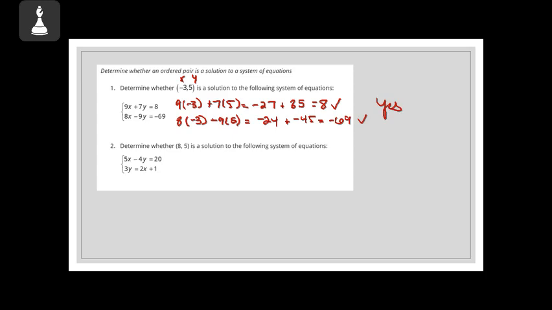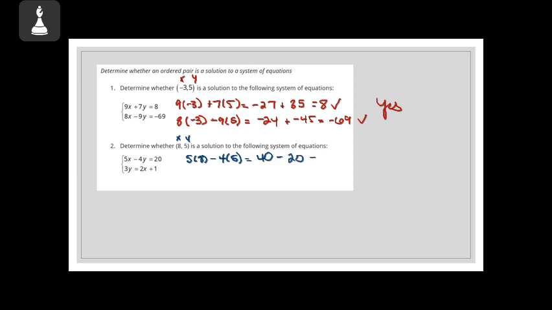Number 2 wants us to determine whether the point 8, 5 is a solution to the system. So now we're going to plug in 8 for x and 5 for y. So in the first one, 5 times 8 minus 4 times 5, our goal is to get 20. Well, 5 times 8 is 40. And minus 4 times 5 is 20. That does give me 20, so that one works.